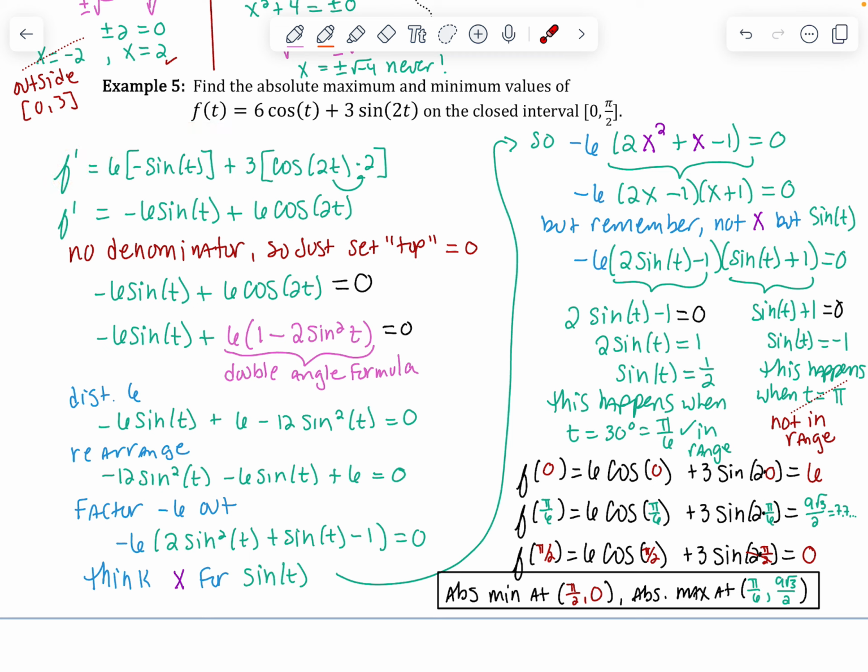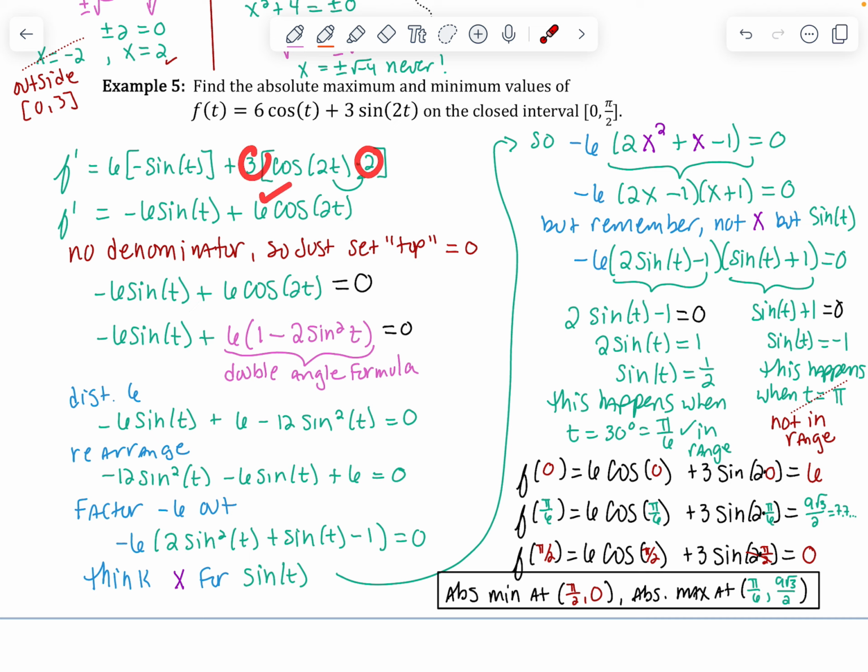So remember, my 6 coefficient stays there. The derivative of cosine of t is negative sine of t. My 3 coefficient stays here. The derivative of sine of anything is cosine of whatever we originally had, in our case 2t, but I need to take the derivative of that 2t.